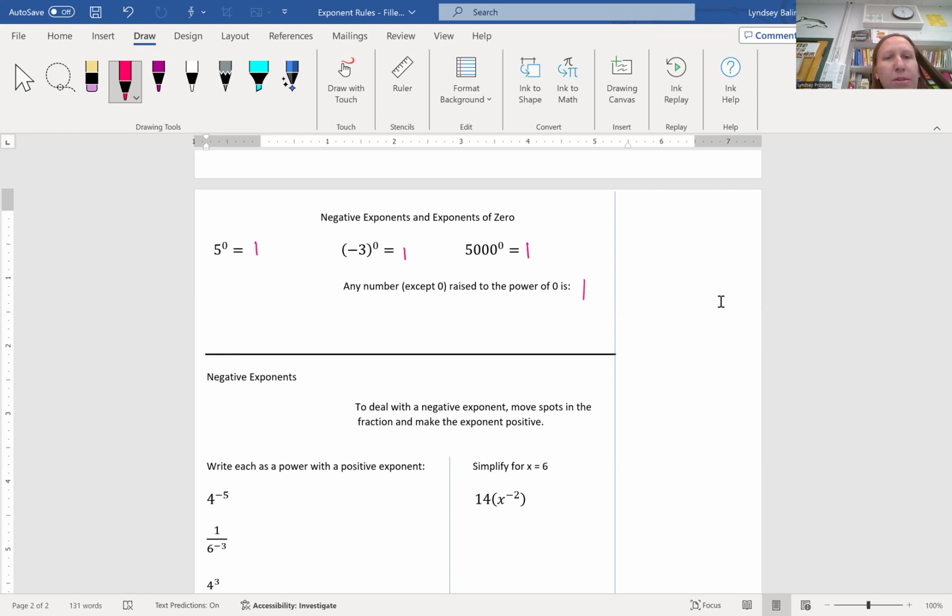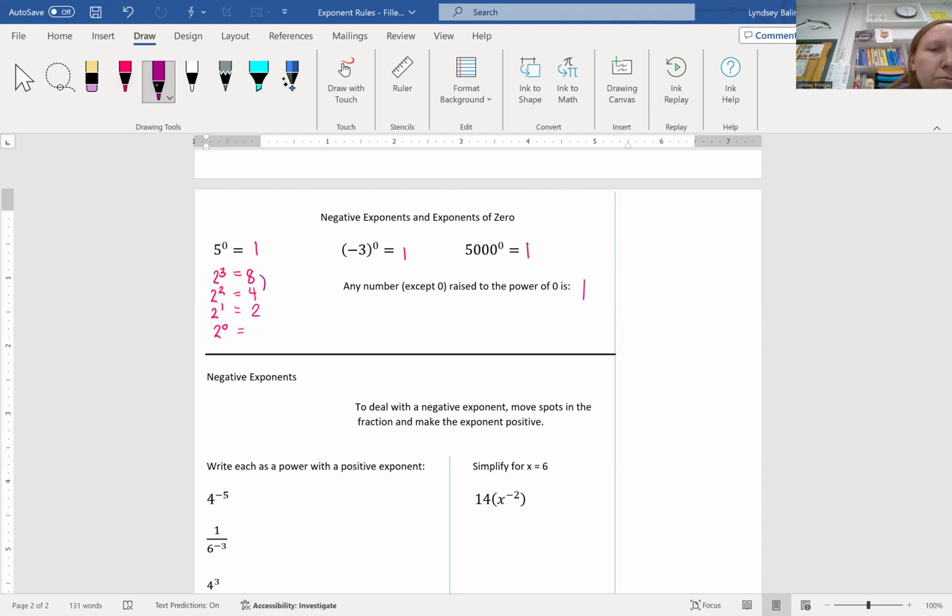Okay, I'm going to demonstrate with some 2s so we can see what happens here. I'm going to make a little chart over here. Okay, so 2 to the third power, 2 times 2 times 2, would be 8. So 2 to the third is 8. 2 to the second power is 4. 2 to the first power is 2. Okay, those are the ones that we know so far. And if I'm going down my chart, essentially it's 1 less power of 2 each time.